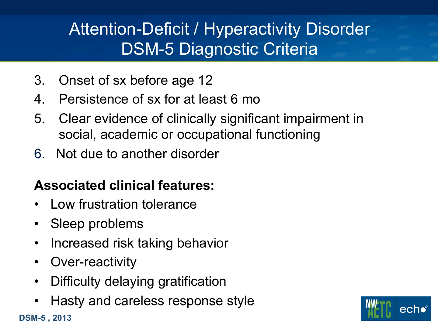In addition, the symptoms have to have onset before the age of 12, and it used to be the onset had to be before the age of 7. Now it's before the age of 12. The symptoms have to be there for 6 months or longer, and there has to be clear evidence of clinically significant impairment in 2 or more settings, so social, academic, occupational functioning. And you have to rule out other disorders that could cause problems with attention. There are some associated clinical features that we see, like low frustration tolerance, sleep problems, risk-taking behavior, overreactivity, and difficulty in delaying gratification.